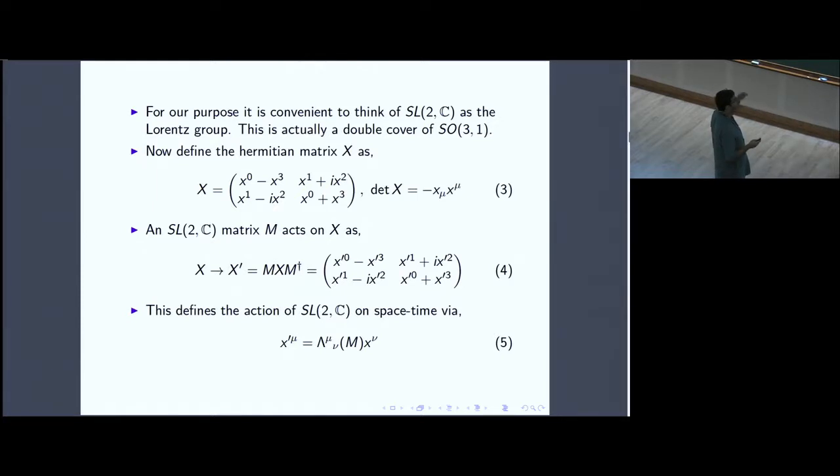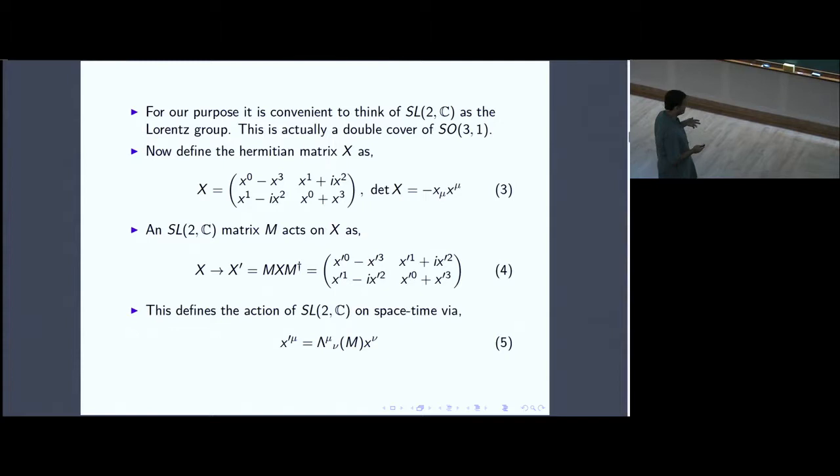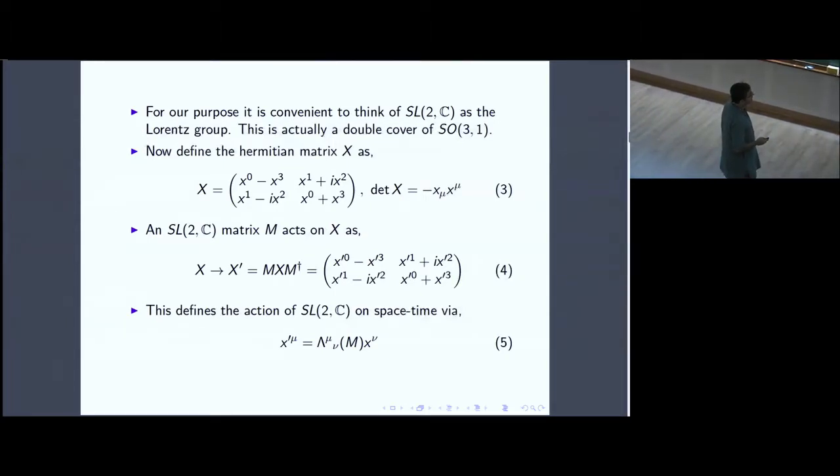So we have a space-time vector x, which is just the coordinates of a space-time point, and we can associate a Hermitian matrix with that. Then the SL2C matrix acts on this space-time coordinate x, or this matrix x, in this way: x goes to x prime, where you have M x M dagger, and this M is an SL2C matrix. From this, you can recover x prime mu in terms of x mu. But now, this Lambda mu nu, which is the Lorentz transformation matrix, becomes a function of this M.